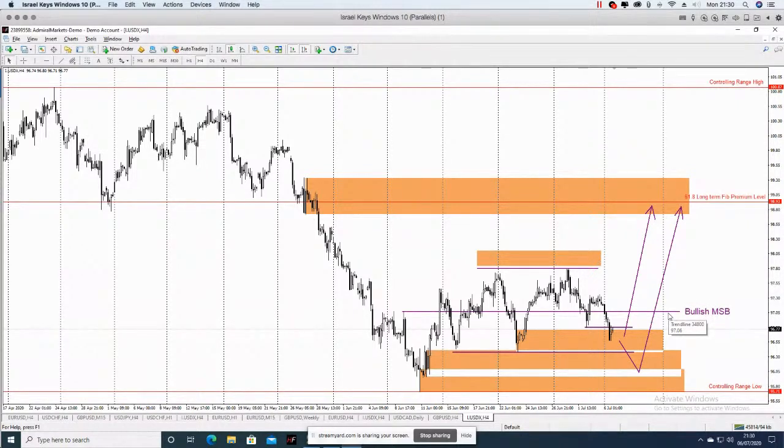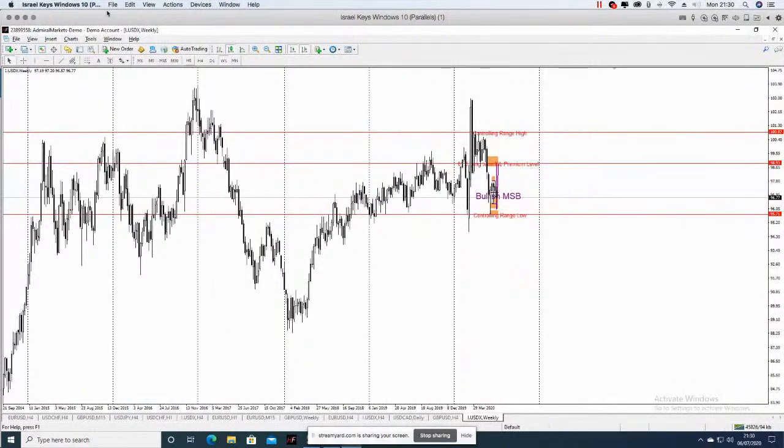So looking at my 4-hour chart initially, everything's saying bullish for this week. Now I want to look at my weekly chart. So I'm going to open up a new, actually, just keep that up.